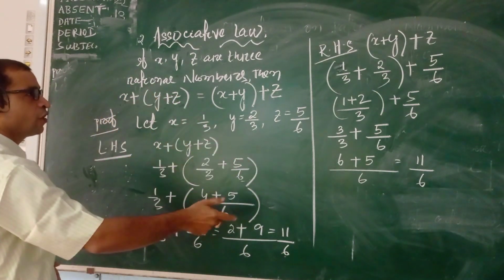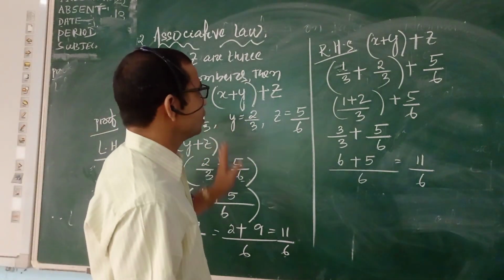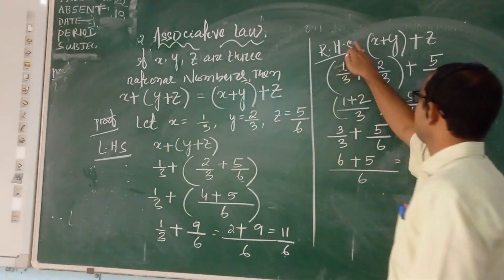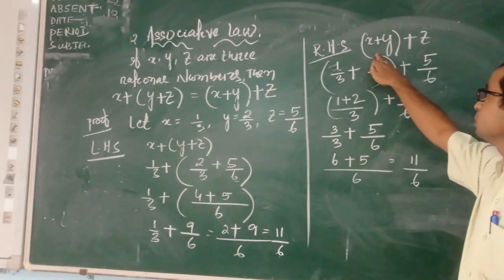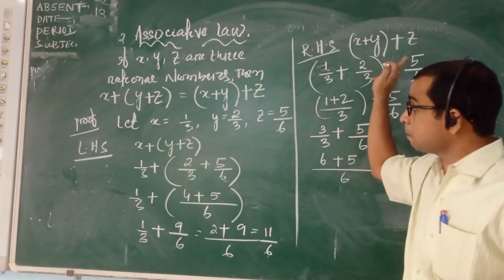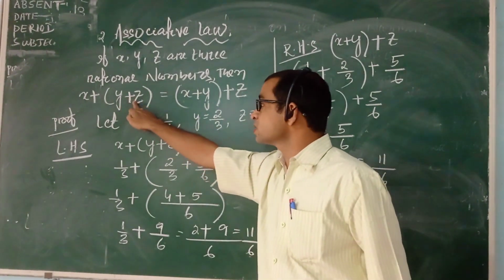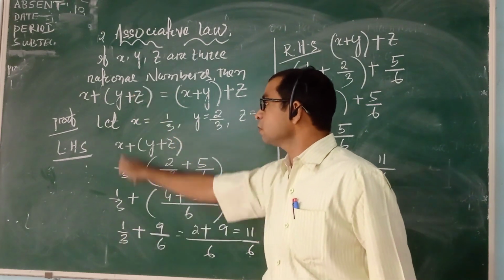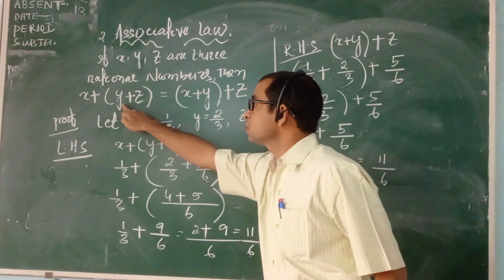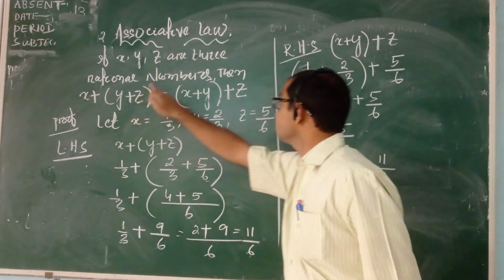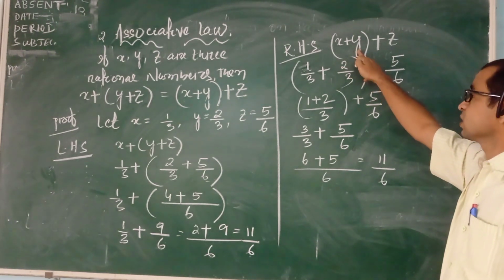Now again we will verify, we will check the RHS whether we are getting the same value or not. Okay, let us check for RHS. Now what is your RHS? X plus y plus z means which part will be inside the bracket? X plus y. But if you compare in LHS, which was inside the bracket? Y plus z. In LHS when you were solving, y plus z was inside the bracket, but in RHS you see x plus y is inside the bracket. Clear?